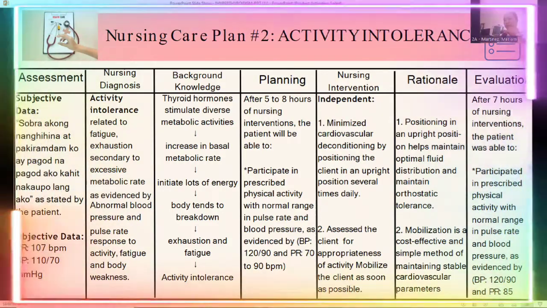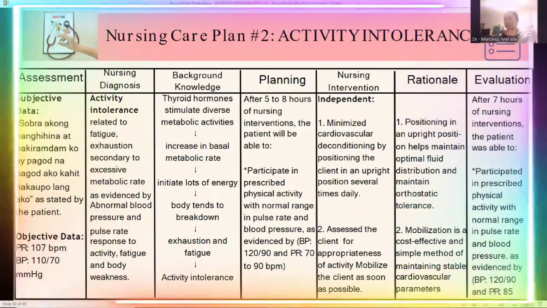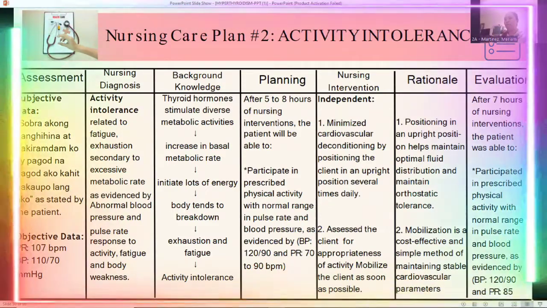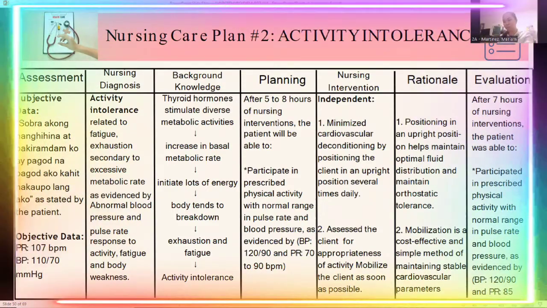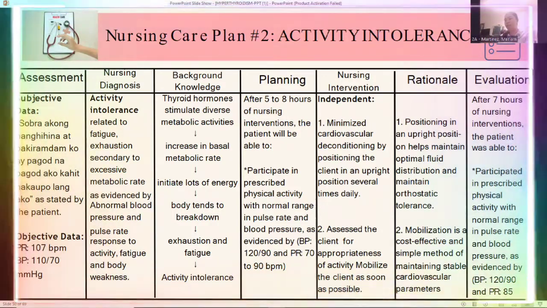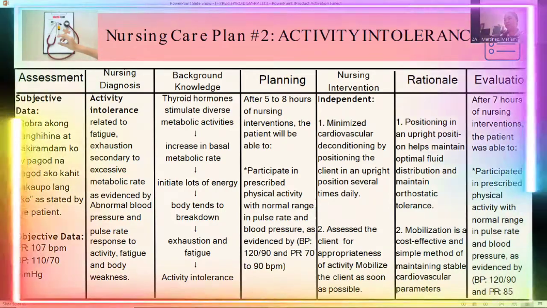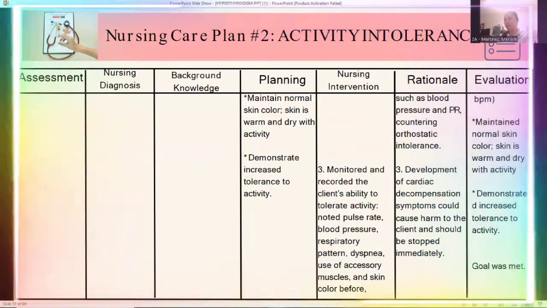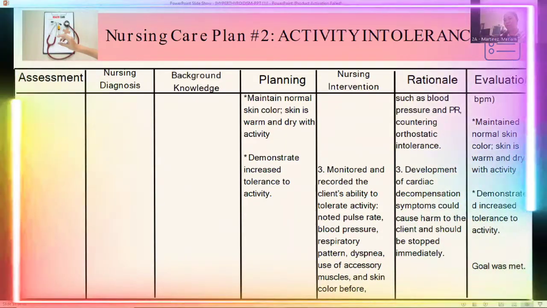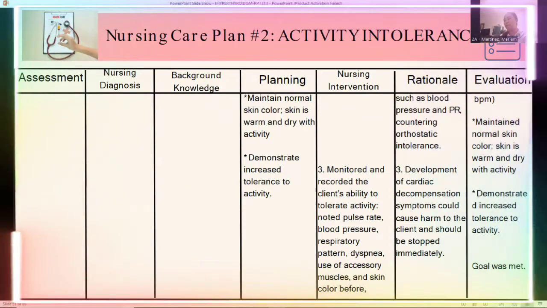For the planning, after 5 to 8 hours of nursing interventions, the patient will be able to participate in prescribed physical activity with normal range of pulse rate and blood pressure as evidenced by blood pressure of 120 over 90 and pulse rate of 70 to 90 beats per minute. Our patient should maintain normal skin color, skin is warm and dry with activity, and demonstrate increased tolerance to activity.